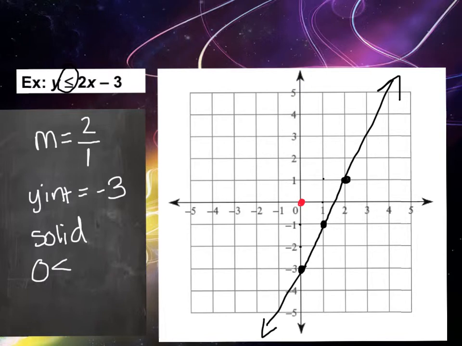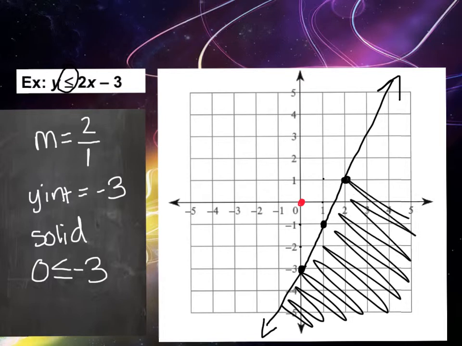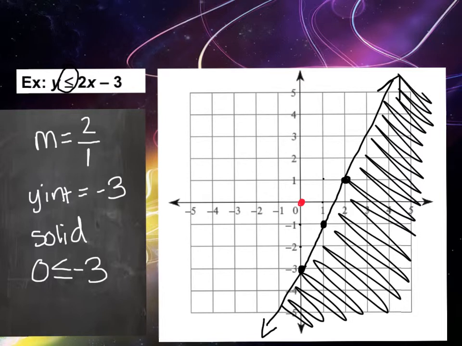So I'll put in 0. Then we have less than or equal to 0 for x. So the 2 is going to go away and I'll get negative 3. So is 0 less than negative 3? No, it isn't. Since negative 3 is farther to the negative side, 0 is not greater than negative 3, which means I do not want to shade the side with the red dot. I'm going to now shade the opposite side.